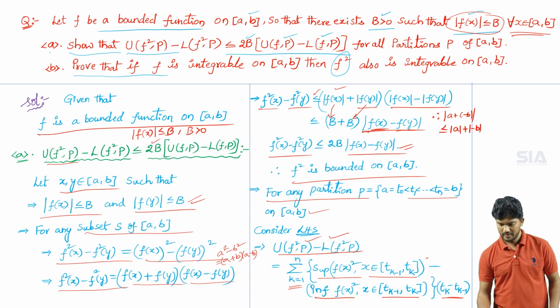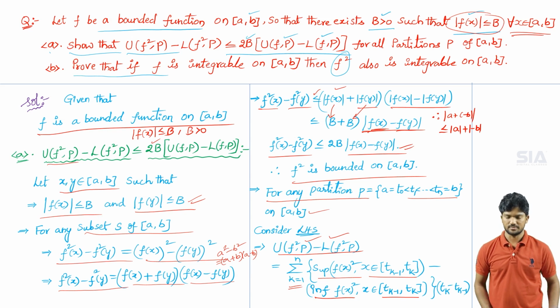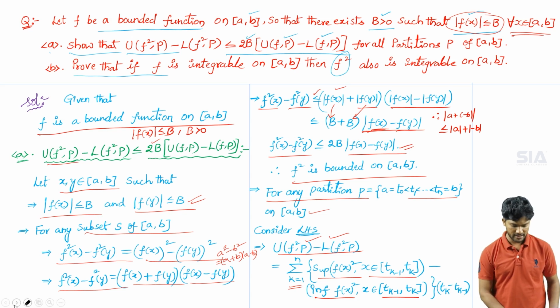Here you will get one t suffix k minus t suffix k minus 1. Individually I am taking common and writing only one t suffix k minus t suffix k minus 1. So therefore directly I am writing, already summation is also taken common from that expression, so directly we are writing that condition.